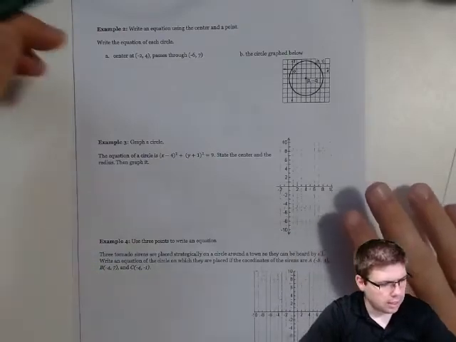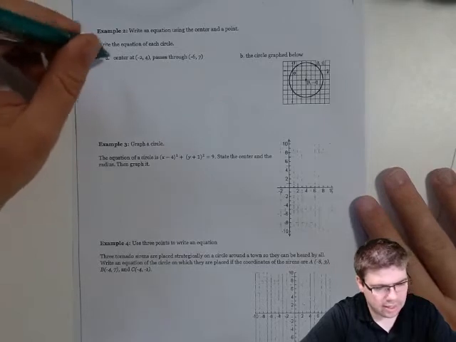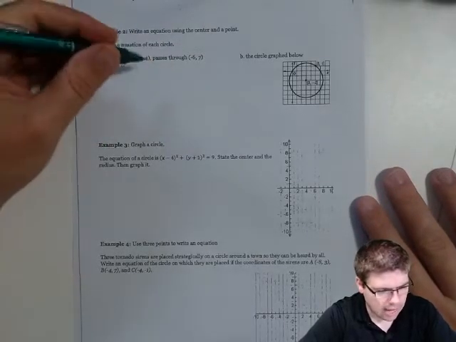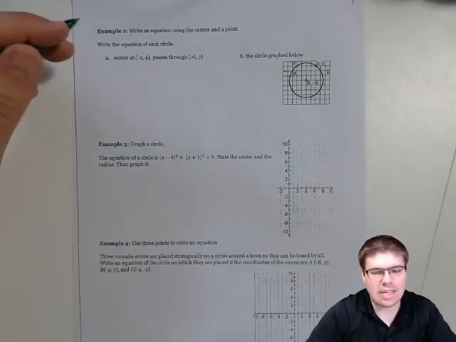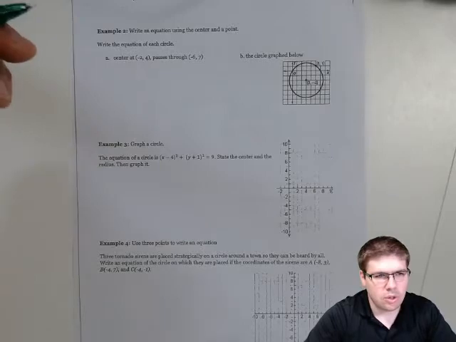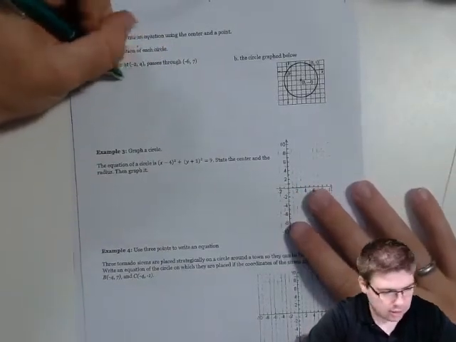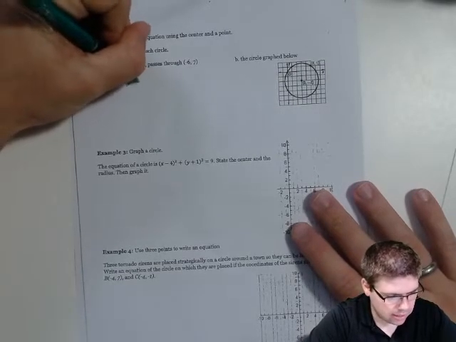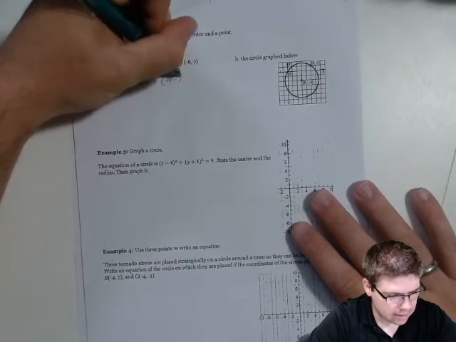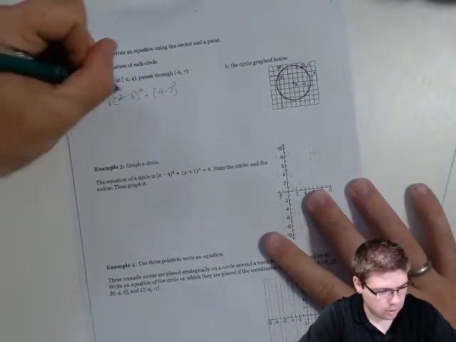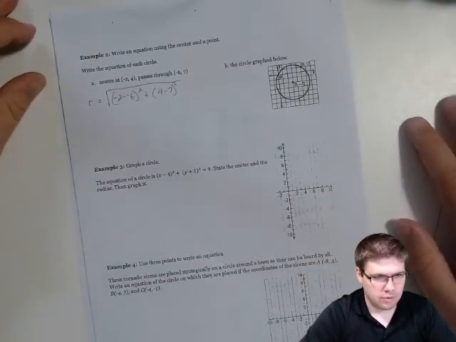All right, so another example: write an equation using the center at the point. So we have a center at -2, 4, and we want it to go through 6, 7. They don't actually explicitly give us the radius in this case. So the first thing we want to do is figure out what the radius is by using the distance formula. We can do -2 minus 6 squared plus 4 minus 7 squared, and then take the square root to get our actual radius for this figure.